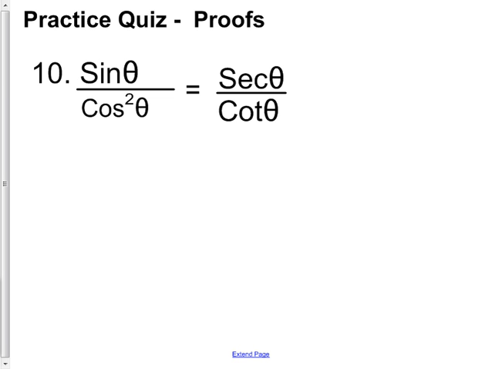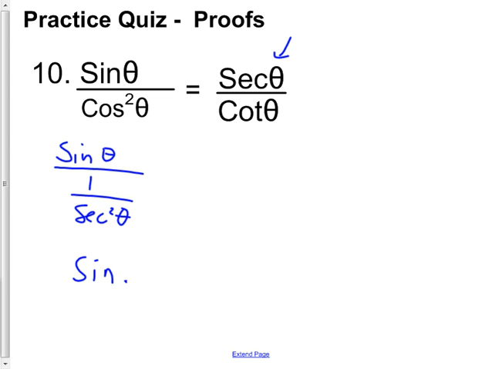Cosine squared is the same as 1 minus sine squared. I could do that. Yep. Cosine is the same as 1 over secant. I'll give you that. And why does that seem like it might be a good idea? Because there's a secant in this answer. All right, so let's start with that one. Sine theta over, he said, 1 over secant squared theta. And then I'd have sine times secant squared theta.